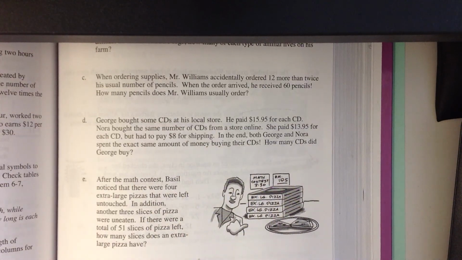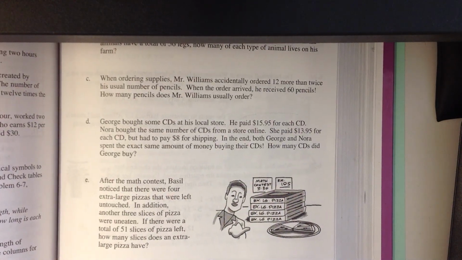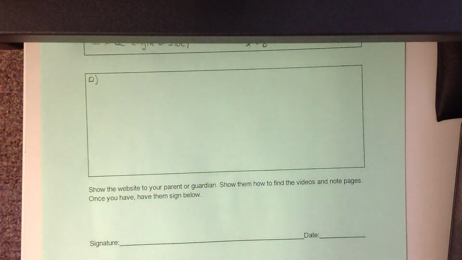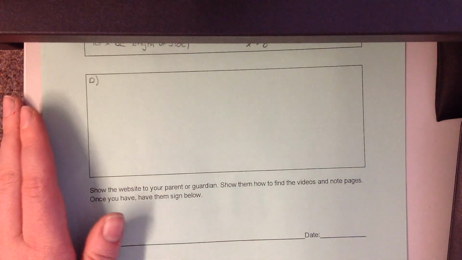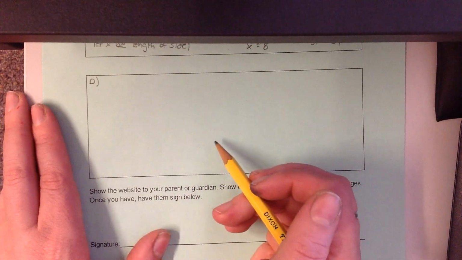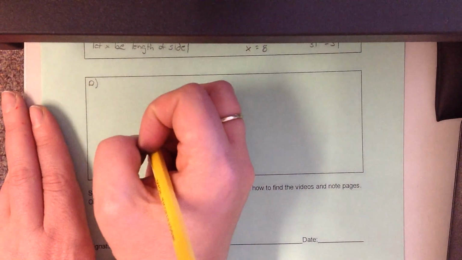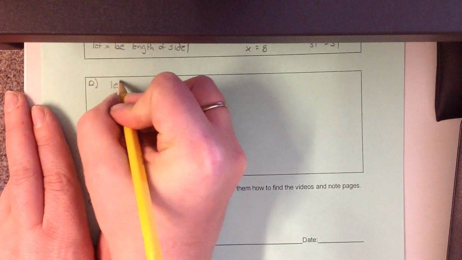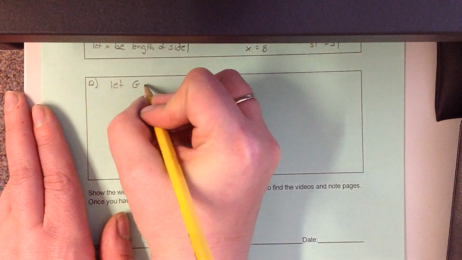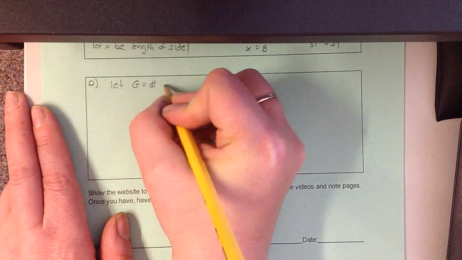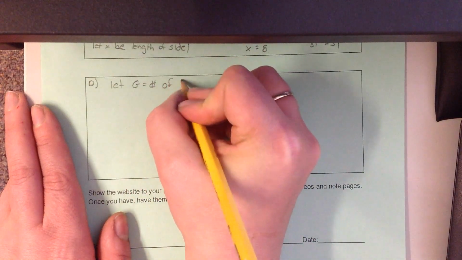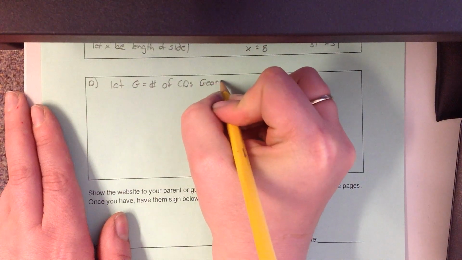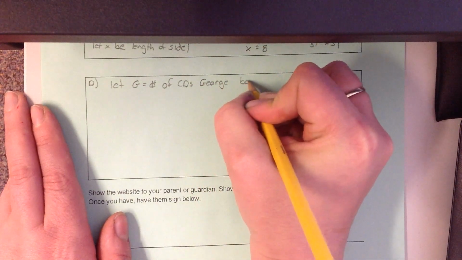So what is the unknown that we want to know? What are our various unknowns? Well, we can go back here and write. So it asked us, how many CDs did George buy? It's a pretty good chance that that's the variable that we want to know. So I'm going to say, let G equal the number of CDs George bought.